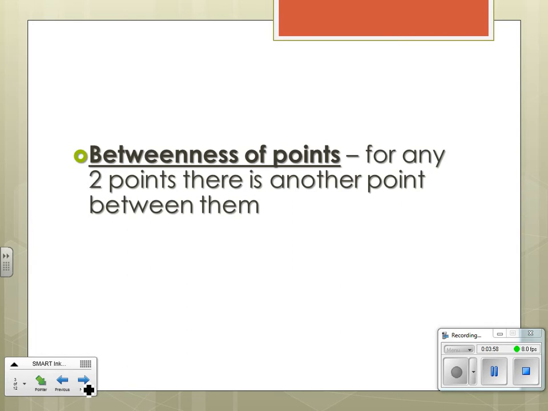Something that we already kind of touched on when we talked about lines and how they're infinite. Betweenness of points. For any 2 points, there is another point between them. Doesn't have to be exactly in the middle. It just says that if you've got 2 points, you can always create another point that's in between those. And keep in mind, between does not mean in the middle. It can, it just doesn't have to.